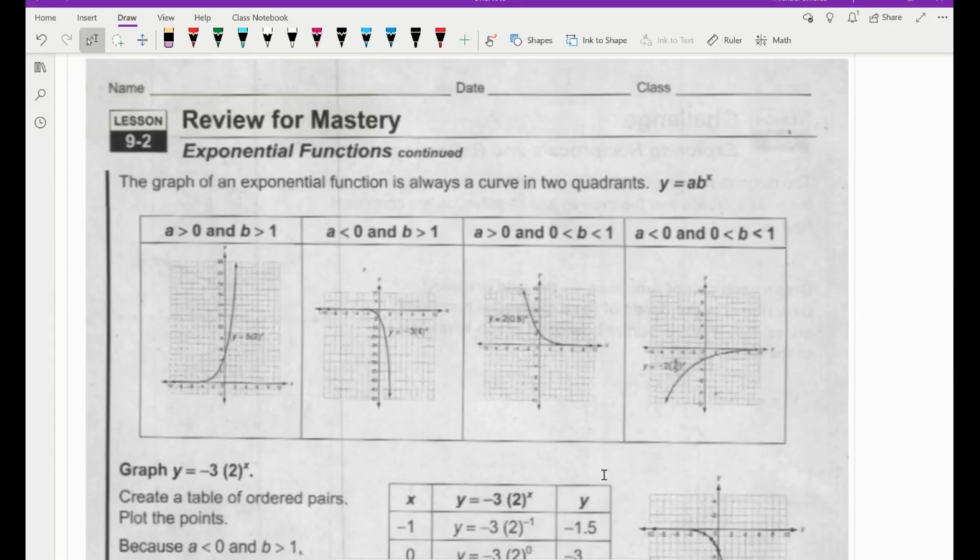Welcome class to lesson 9.2. In this video, we're going to go over the mastery worksheets on exponential functions.